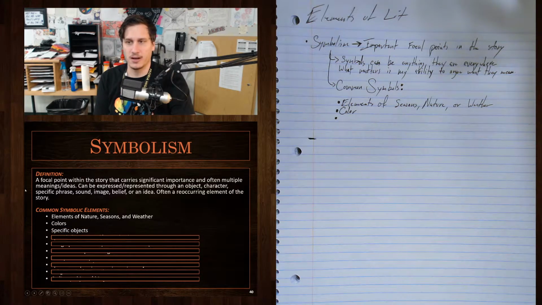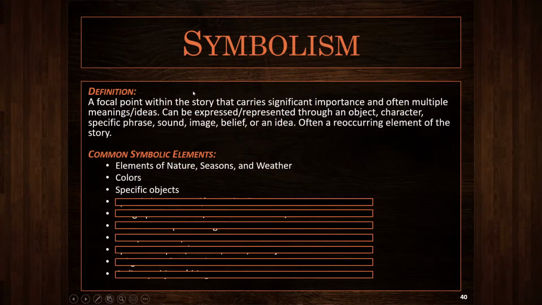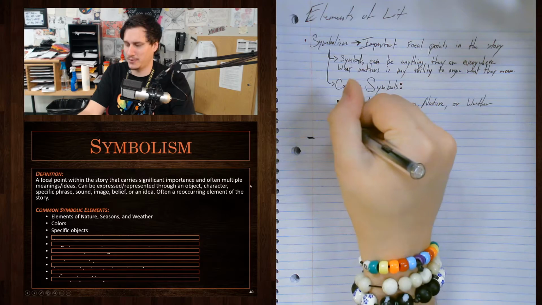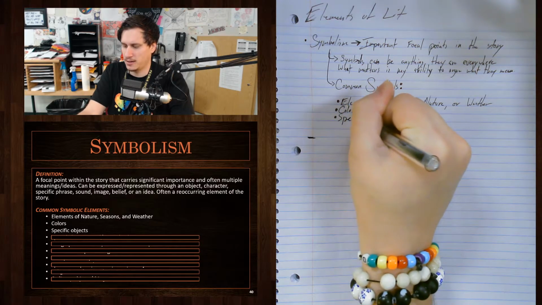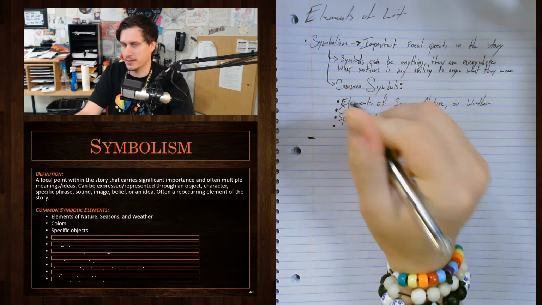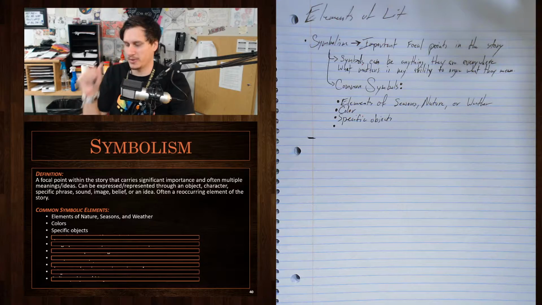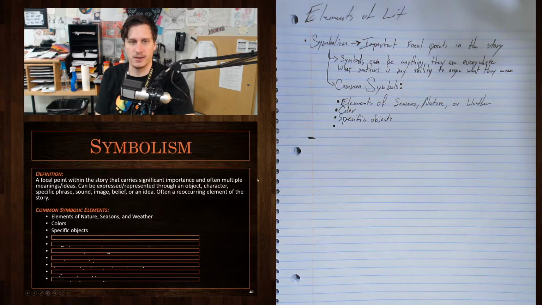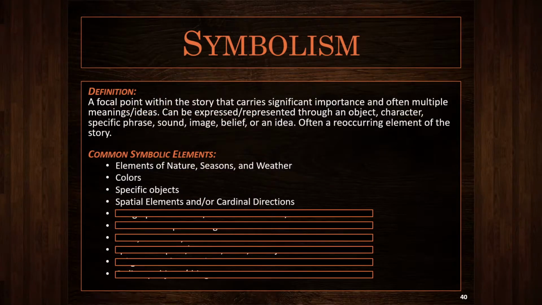Moving on from that, you're going to have specific objects. Okay, specific objects are definitely going to be a particular symbol. It just kind of depends on what they are and what they do. Now I'm keeping that one vague because later on in this list I'm going to get a little more particular. So, we'll touch back on what that one means. Moving forward, you're going to have spatial elements or cardinal directions. Okay, spatial elements. Spatial elements / cardinal directions.